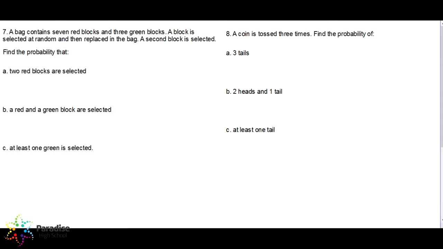All right, now let's get these questions. A bag contains 7 red blocks and 3 green blocks. A block is selected at random, then replaced in the bag. A second block is selected. Find the probability that 2 red blocks are selected.